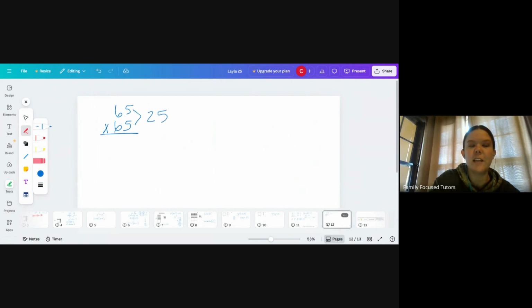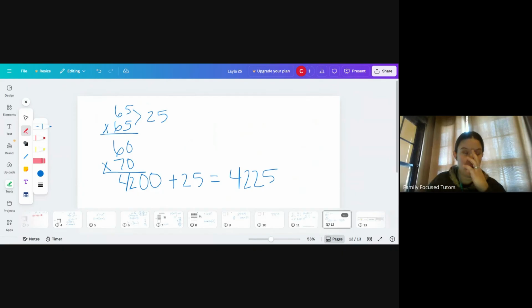Okay. And then we're going to take this and make it 60 times 70. So 60 times 70. In order to do that, I take 7 times 6, and that's 42. And then I add my 2 zeros at the end. And then add 25. And you should get your answer, 4,225. So if you do it the long way, like the normal multiplication way, you should get the same thing. Yep.